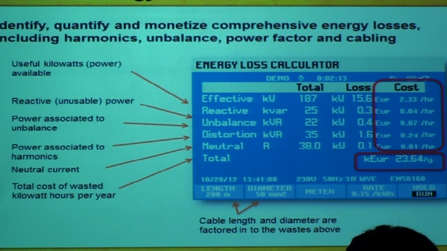If I don't have any capacitor banks or no harmonic filtering, this is a good step to tell me what I need to do. For example, here I can see that my biggest loss is in my true power.